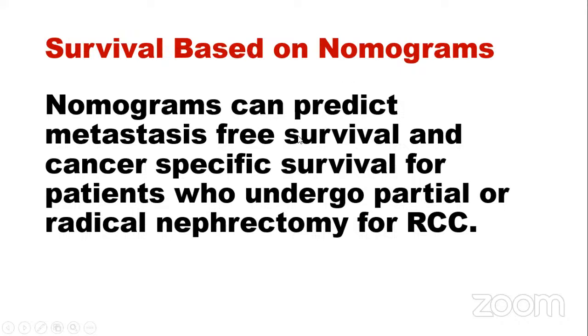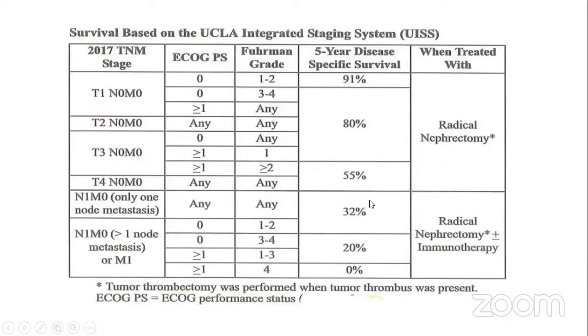Nomogram can predict metastasis-free survival and cancer-specific survival for patients who undergo partial or radical nephrectomy for RCC. This is survival based on UCLA integrated staging systems. We have 2017 TNM stage, that's T1N0M0, T2N0M0, T3N0M0, T4N0M0, N1M0 with only one node MITs, or N1M0 with more than one MITs, or M1.